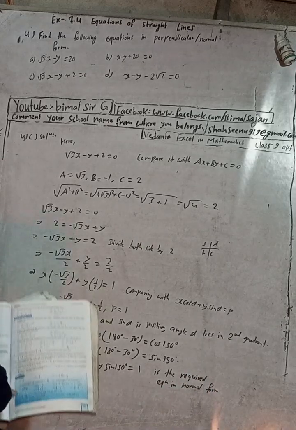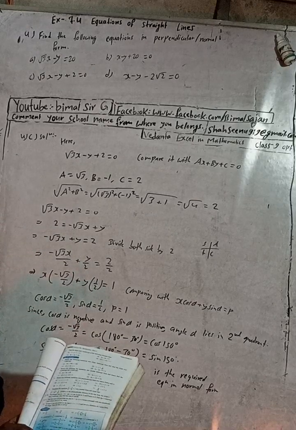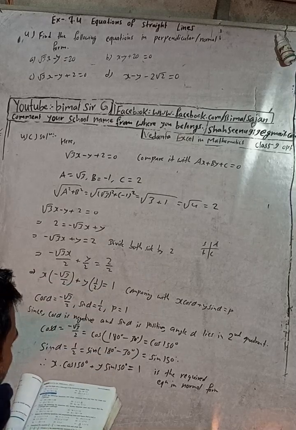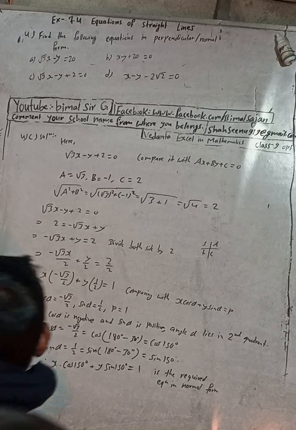So let me check the answer in the options. For option C, there is A, B, C. X cos 150 degrees plus y sin 150 degrees is equal to 1. Okay, correct. Now option D.